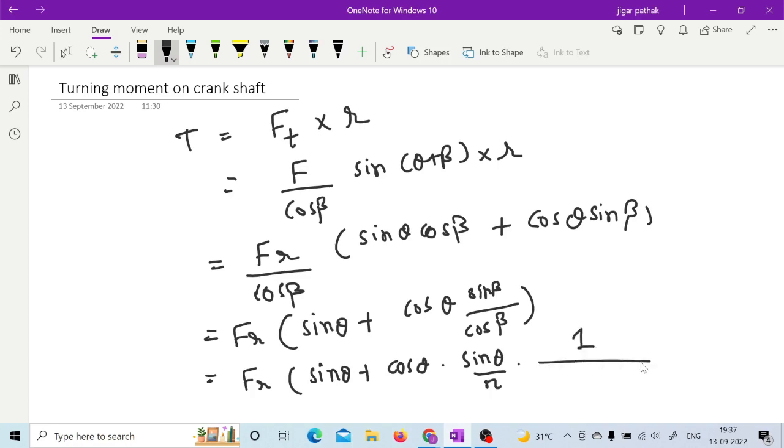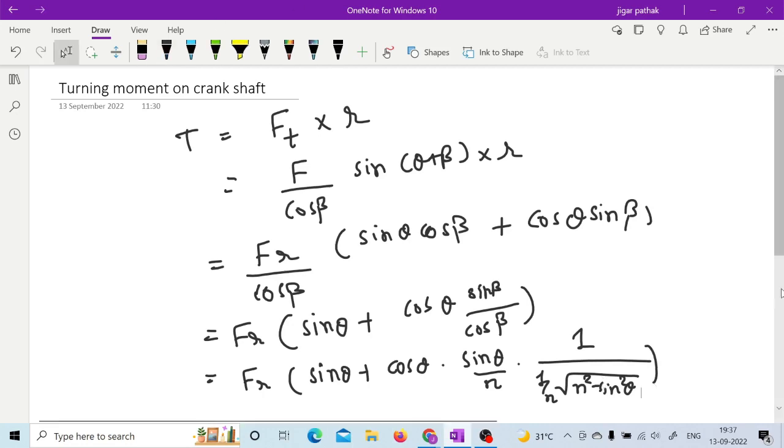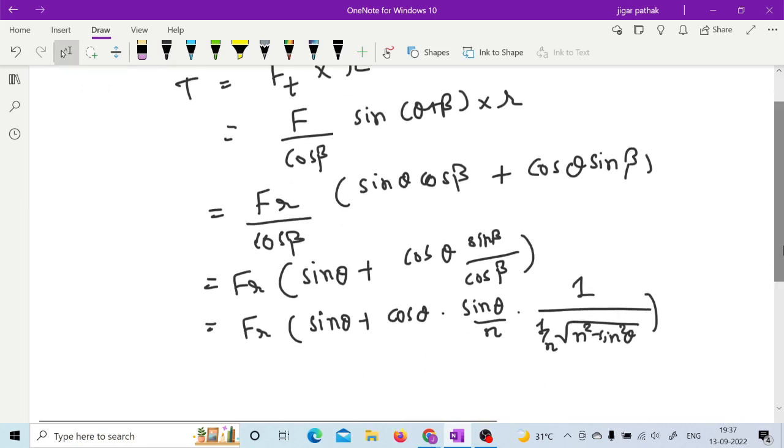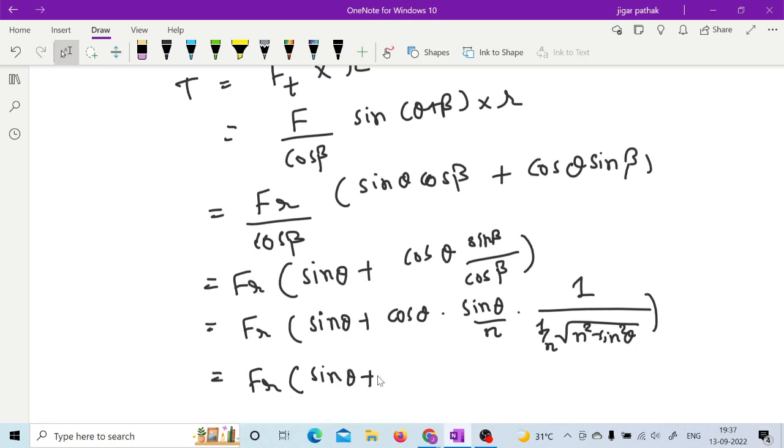Similarly, this cos beta can be written as 1 upon n square minus sine square theta, right? So if you further simplify it, then this n will be cancelled out and you can write it as Fr sine theta plus, if you multiply and divide by 2, then 2 cos theta sine theta will give you sine 2 theta, and divide by 2 into this under root of n square minus sine square theta.